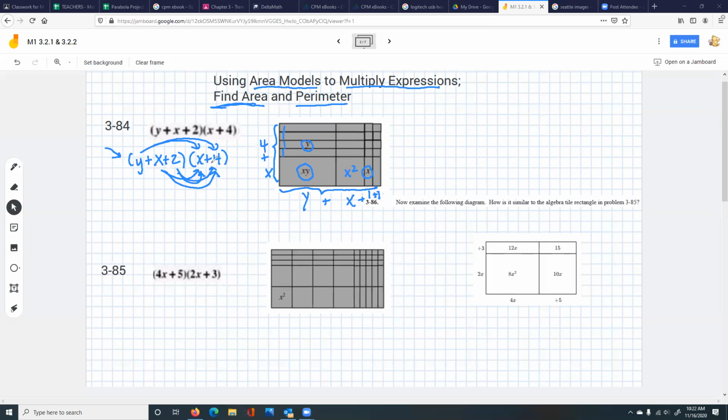And that would give me 6 multiplications that I would need to do. And that's how you would do the problem without an area model. But if I wanted to use the area model, I would add all the tiles together, right?